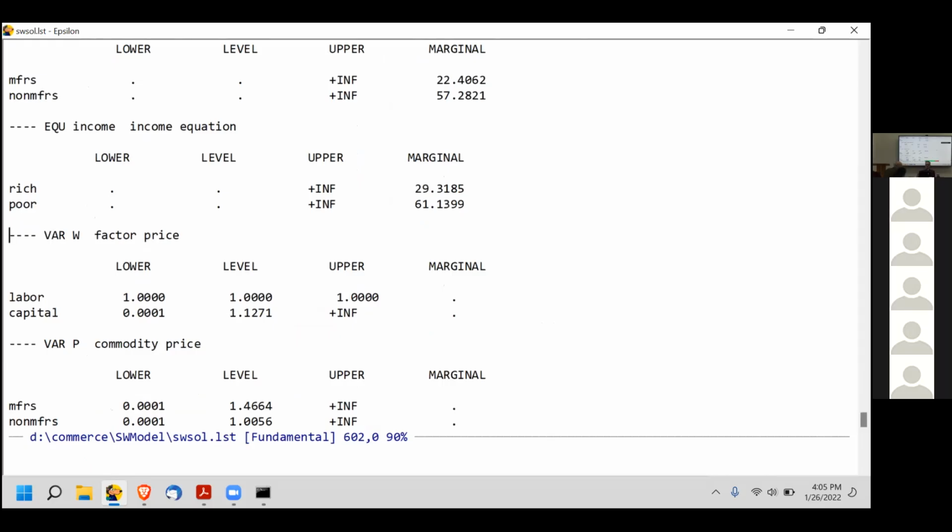So you can look at your listing file. Look at solve var, the last solve, then look at W. Okay, I think I'm there. 1.1271. For me, I got 1.124. Weird. I'm a little bit off on my commodity price too. Let me look at your listing file.